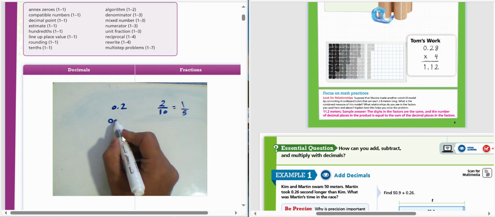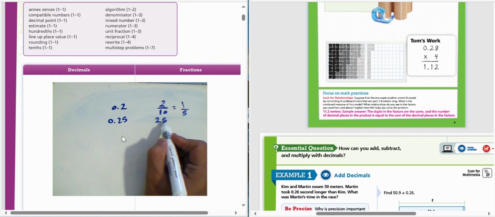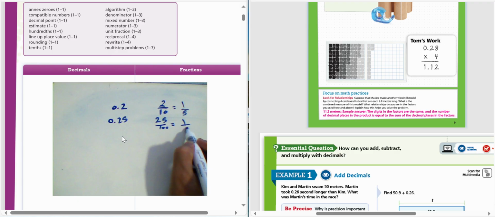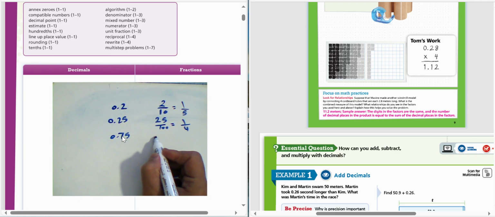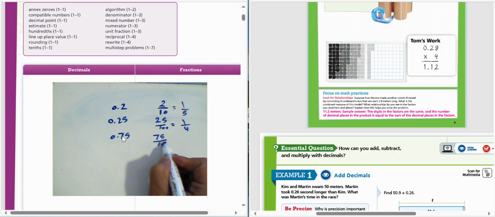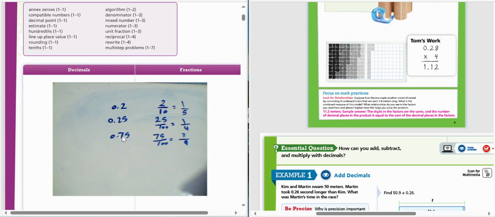And also if we write 25 hundredths, it will be 25 over 100. It will be one fourth. And also if we have 75 hundredths, it will be 75 over 100. Then the result will be 3 over 4, and so on. Okay, and next page.